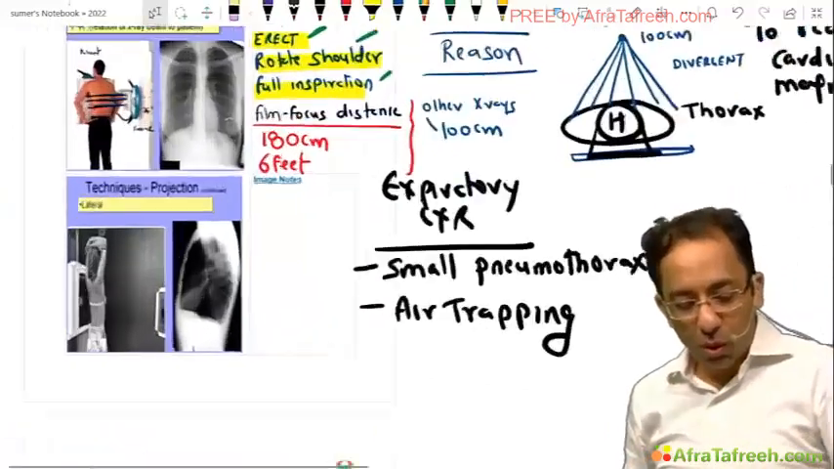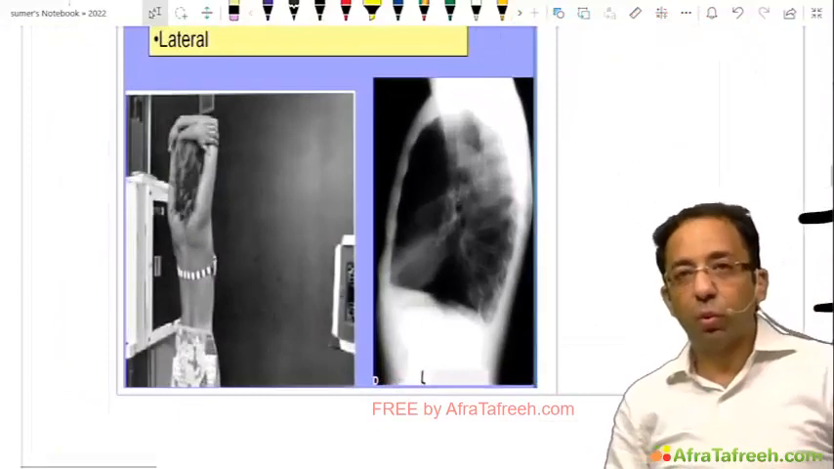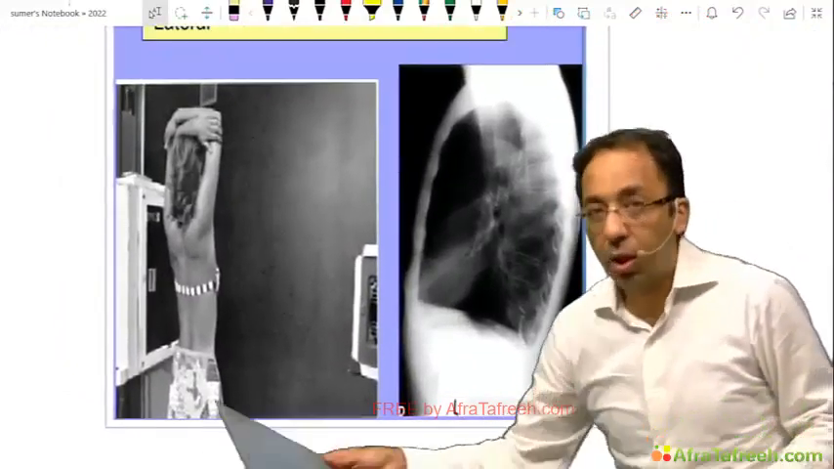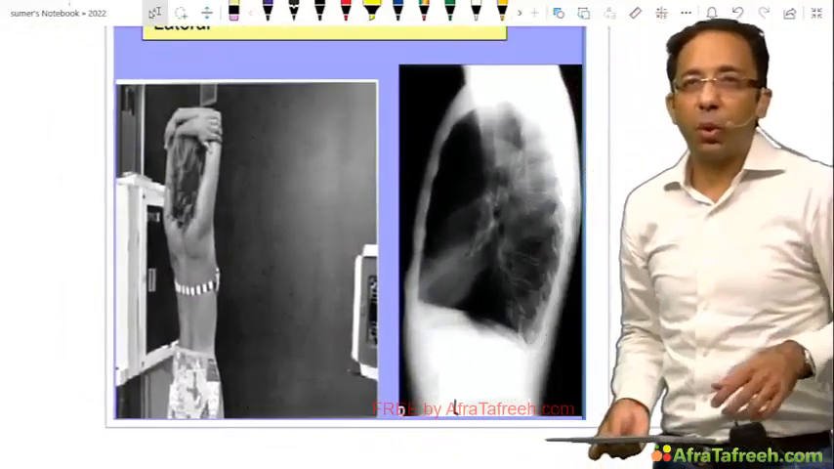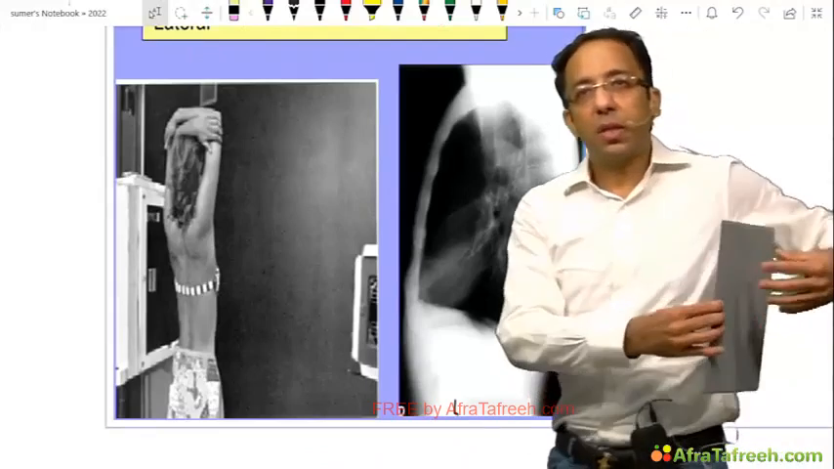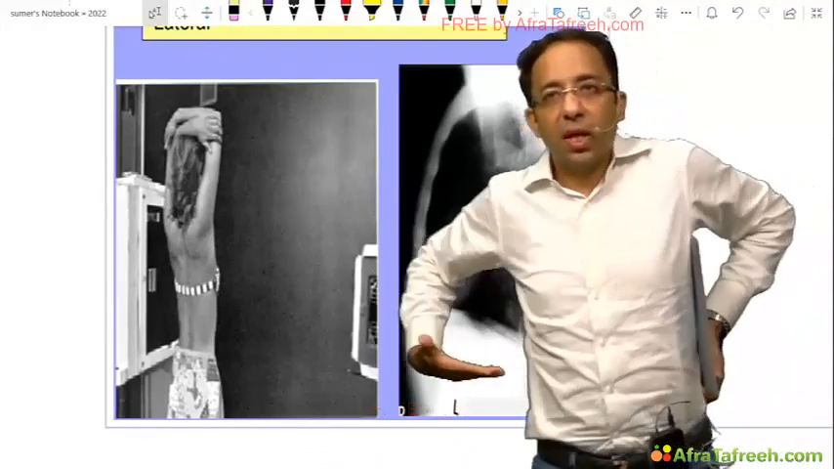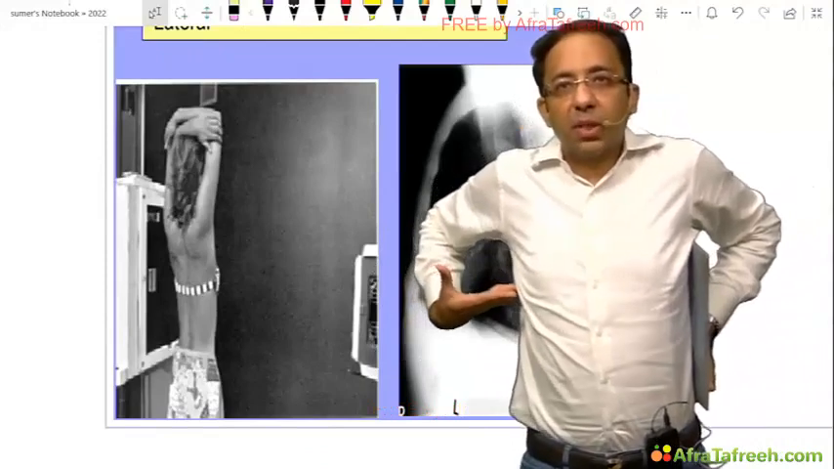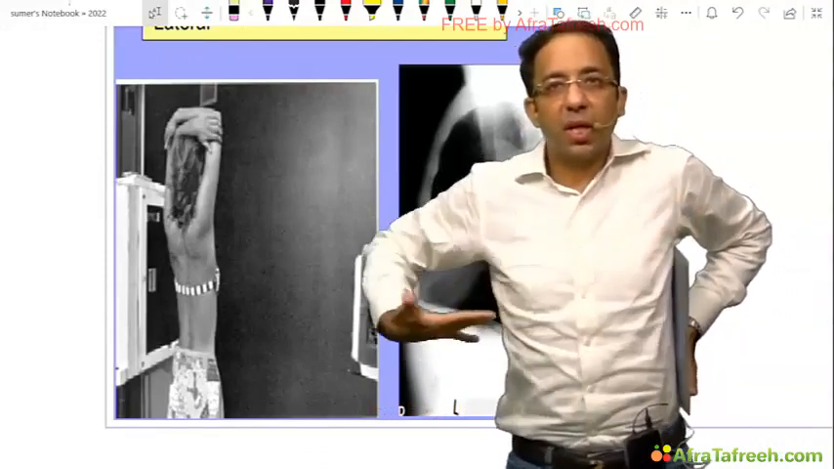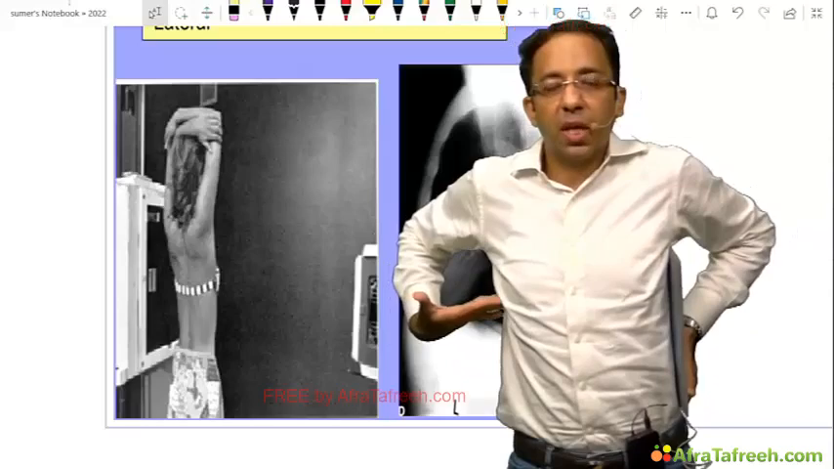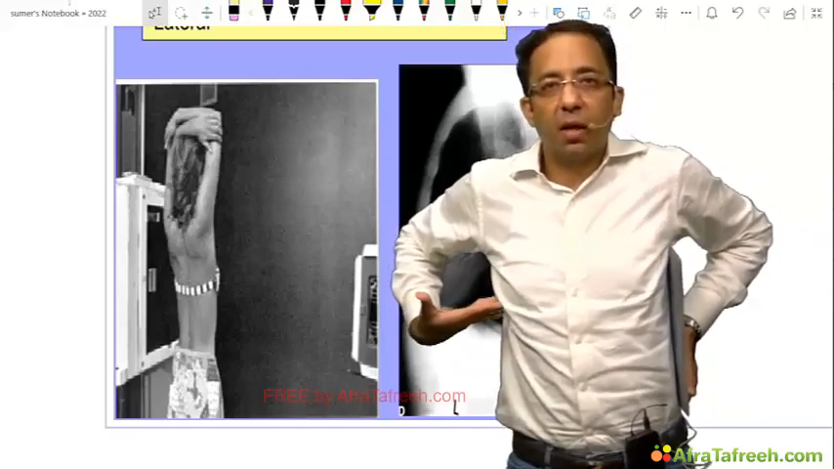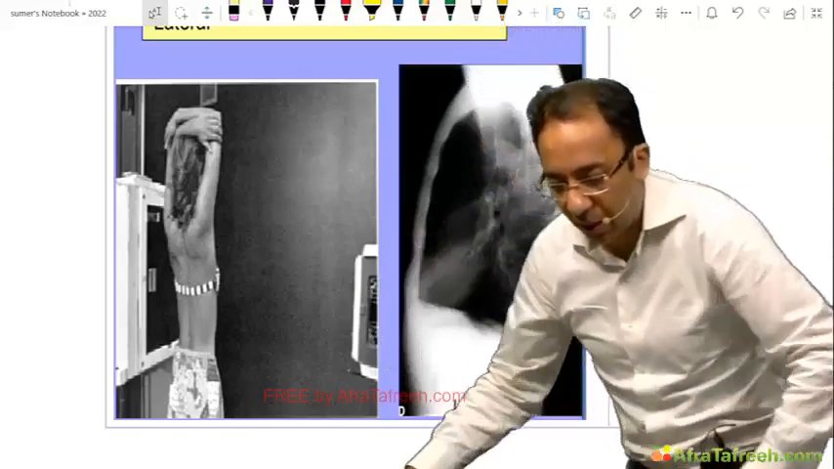This is PA view. Now, anybody, what is lateral view? Everybody look at me. Lateral view means you keep the film on one side and the rays are coming from the other side. I'm keeping the film on one side, rays are coming from the other side. What is this X-ray? Lateral view.